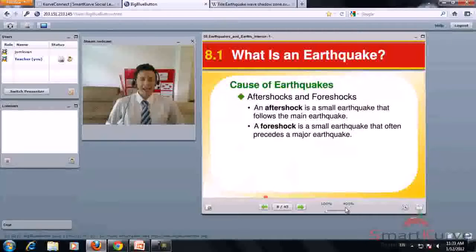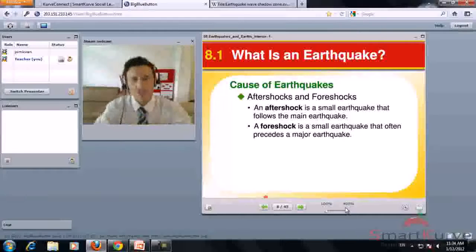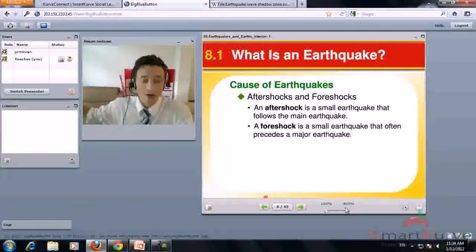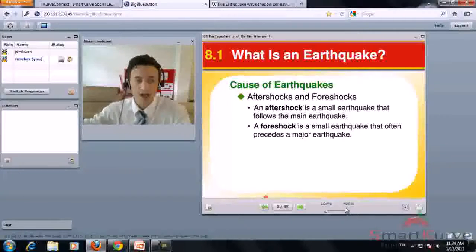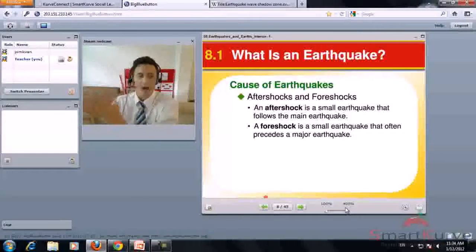Next, slide 8, aftershocks and foreshocks. A foreshock is a small earthquake that precedes a major quake. And an aftershock is a small earthquake that follows the main earthquake. You could imagine here, like, if Godzilla came through your town. Before he came to your house, you would hear his footsteps coming. Boom, boom, boom, boom. They would get louder and louder.